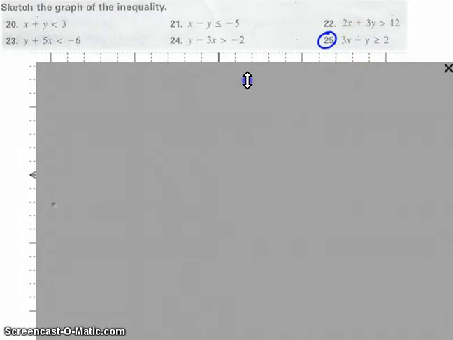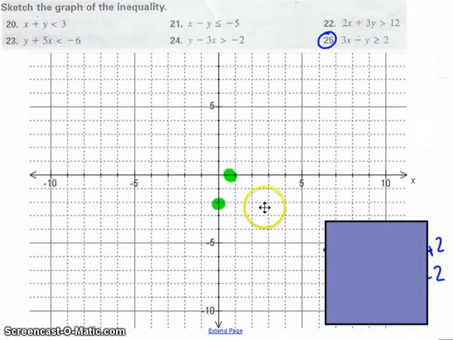So I can make that spot. Let's just get rid of it here. And I've made it here, my best estimate of where 2/3 appears on the x line. Similarly, I cover up the 3x. Now I've got negative y equals 2. Well, if negative y is 2, then y is negative 2. And there's my green spot at y is negative 2.